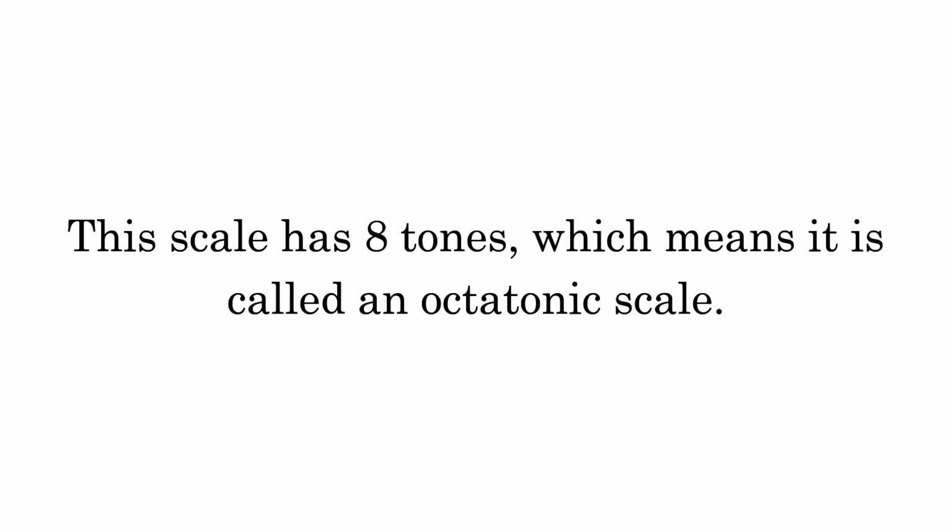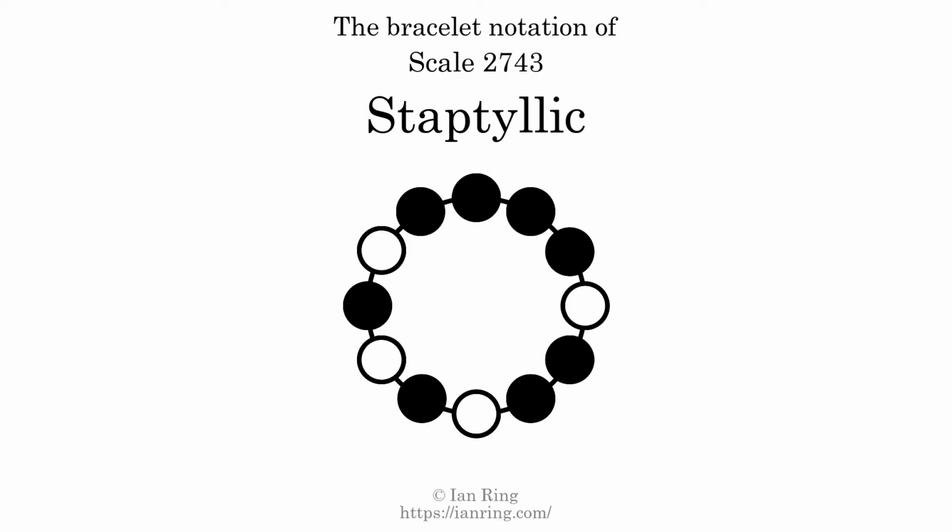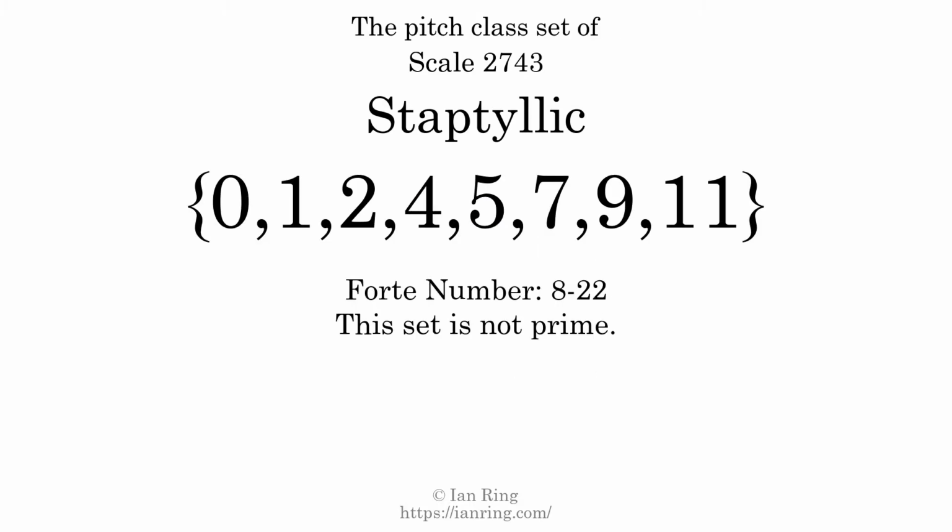This scale has 8 tones, which means it is called an octatonic scale. This is a bracelet notation diagram of scale 2743. The shaded circles represent tones that appear in the scale, and they are read clockwise, starting at the top. The pitch class set for this scale is 0, 1, 2, 4, 5, 7, 9, 11.